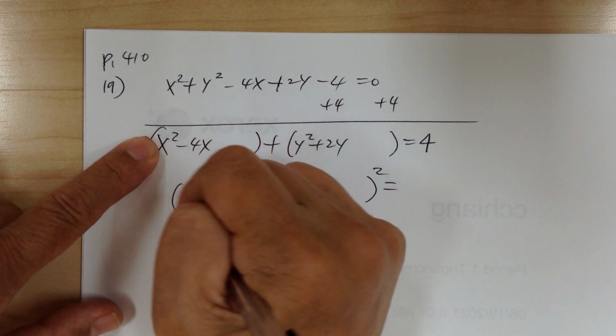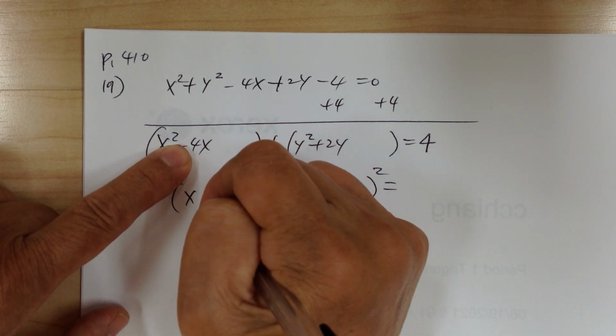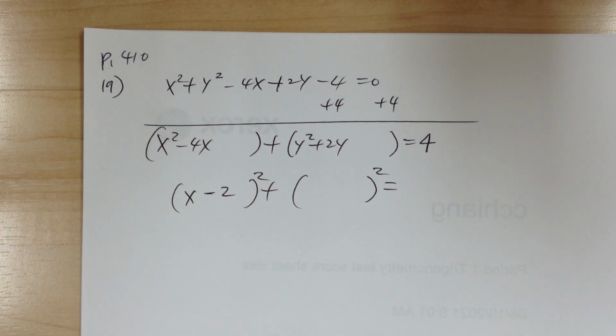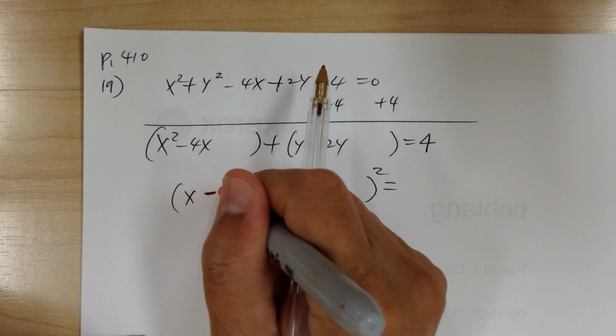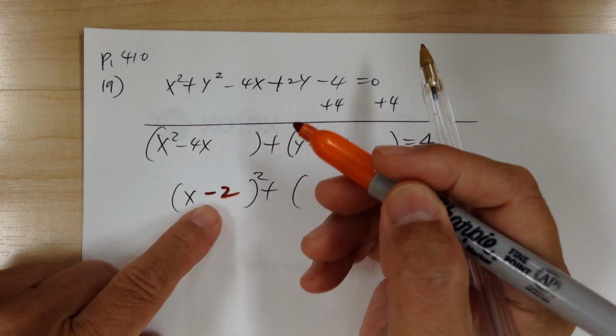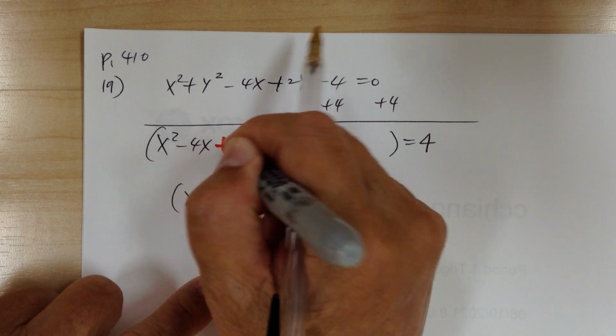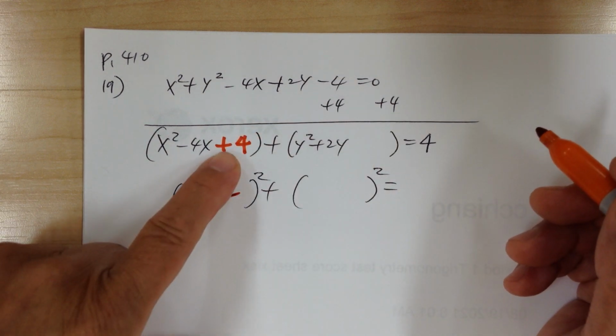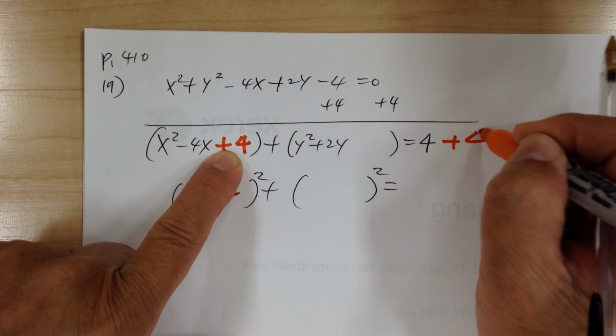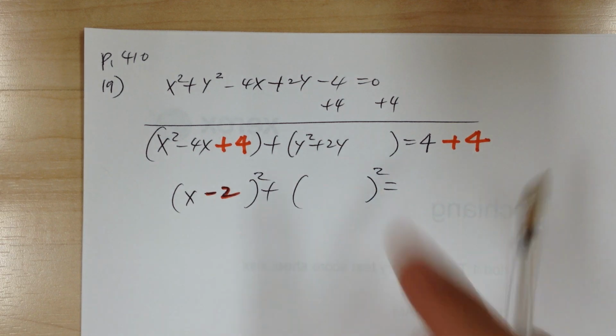So get your template ready before you write anything. From here, I'm going to get x. From here, I'm going to get minus 2. And so negative 2 squared, I need to get plus 4. If I add 4 on this side, I need to add 4 on this side. Now let's go and do the y.